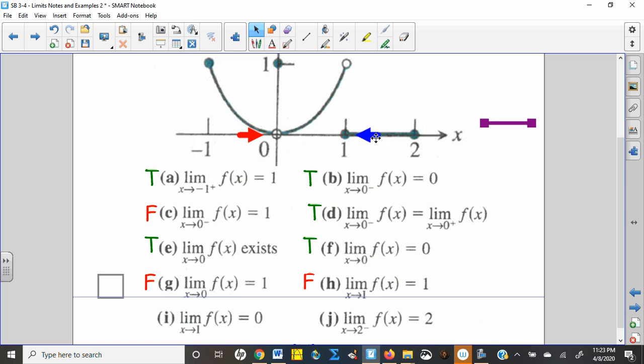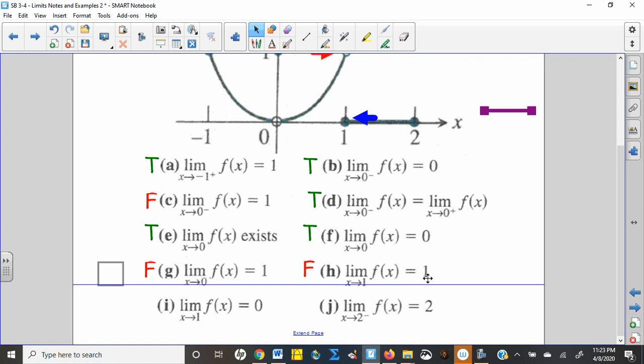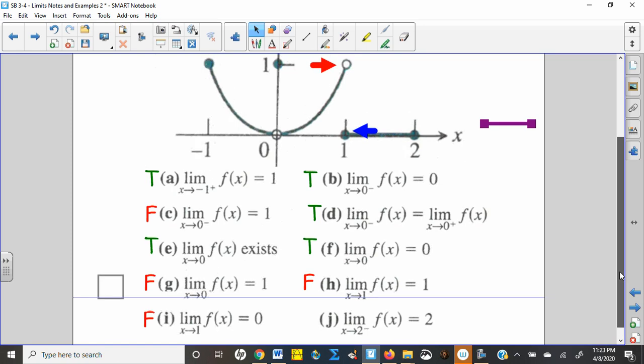Because as I approach 1 from the right, the height is 0, and as I approach 1 from the left, I'm approaching a height of 1. And so 1 is not equal to 0. In fact, you could say the left limit was 1 and the right limit was 0, but you couldn't say the overall limit was 1 or 0. The overall limit does not exist because the two-sided limits don't agree.